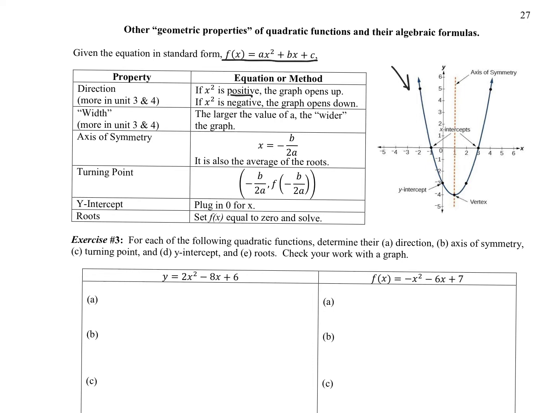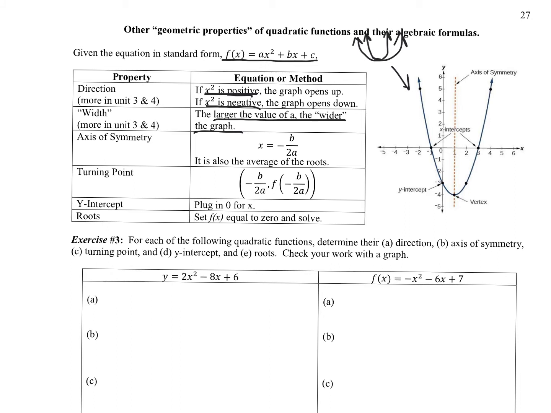If x squared is positive, the graph opens up, and if x squared is negative, the graph opens down. The width, the larger the value of a, the wider the graph. So basically if I have a 2x squared, that's going to make a wider parabola than a 1x squared, or 1/2 x squared. So 1x squared will kind of have more of that shape in comparison.